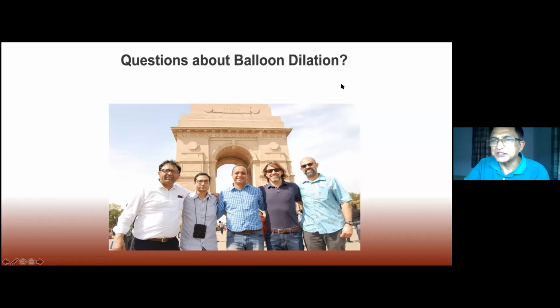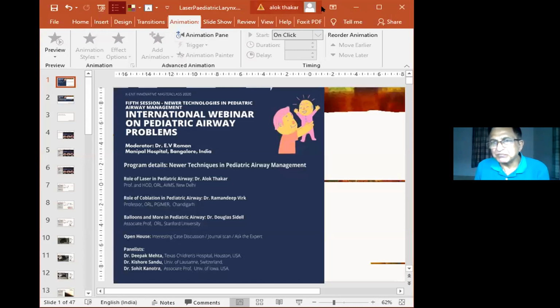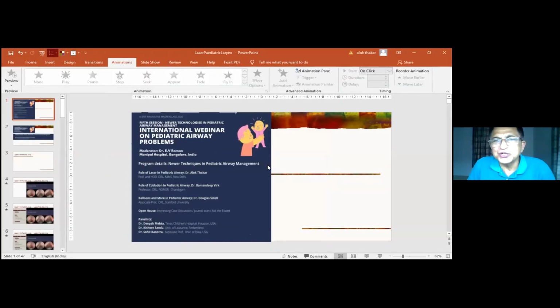So moving on to the next part of the agenda, we have Professor Alok Thakar, Professor and Head of the Department of ENT at the All India Institute of Medical Sciences. He's a very well-known figure internationally and in India, and he's going to talk to us about the role of lasers. Lasers can be very dangerous. We can cause a lot of complications, so we need to know how to use them and when to use them. I'm sure we'll be wiser after this talk by Dr. Alok Thakar.